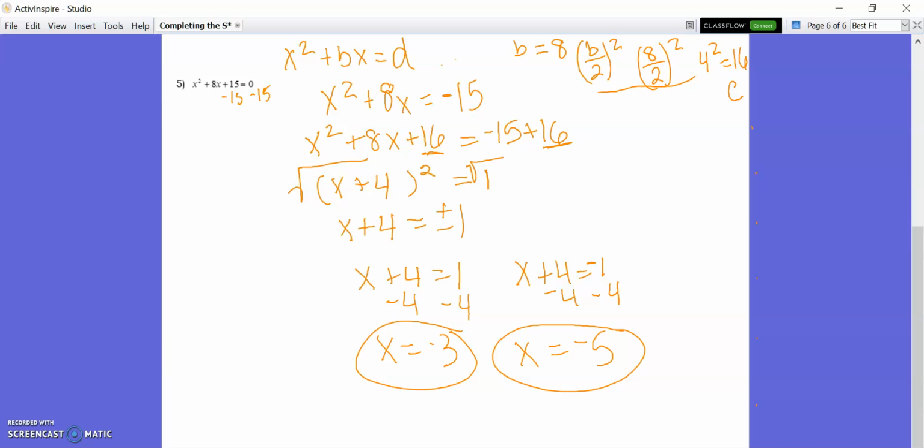And we're done. We went ahead and completed the square doing 5 different examples. Check back if you have questions. Review it, watch it twice.